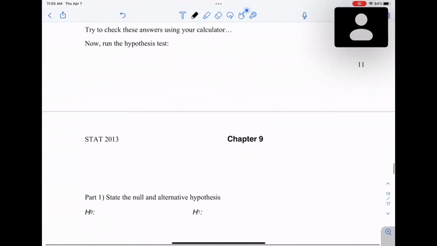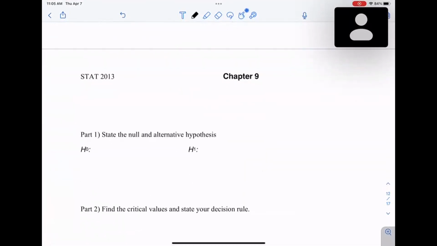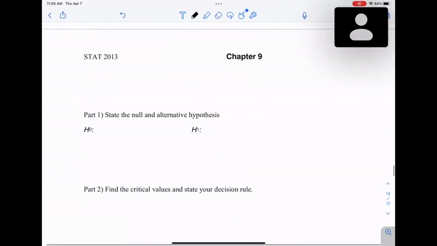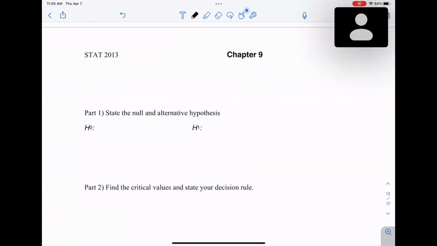So now the first part. State the null and the alternative hypothesis. So we're testing whether the mean difference is equal to what or not. We're testing whether mu d is equal to 0. So the before and after scores are the same. Versus what? Yeah, not equal to 0 because I don't tell you whether it's greater than or less than. Mu d does not equal 0.